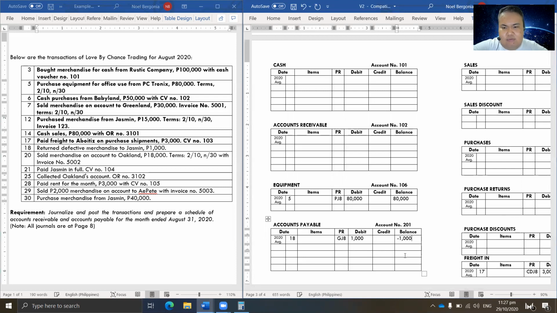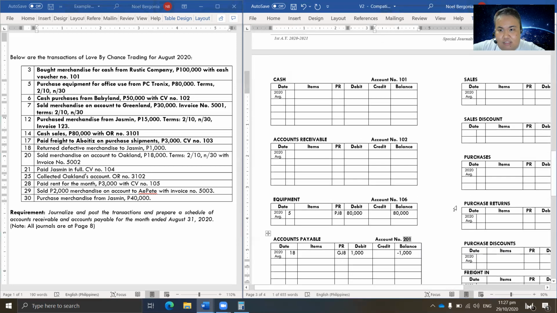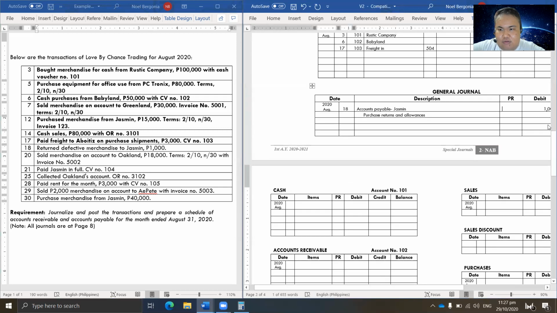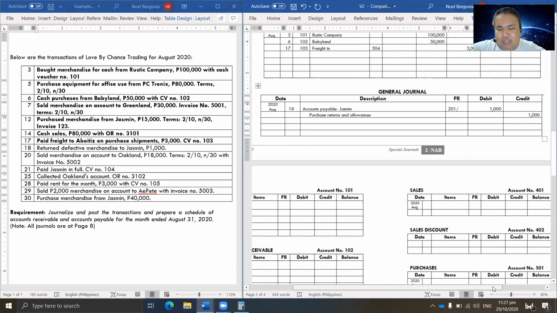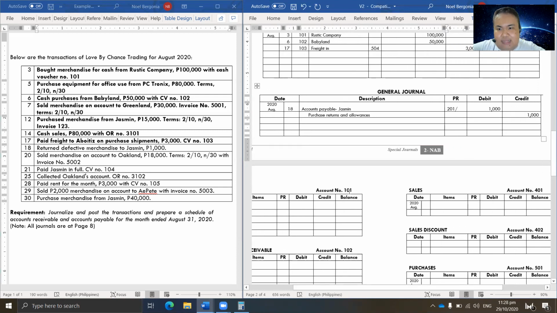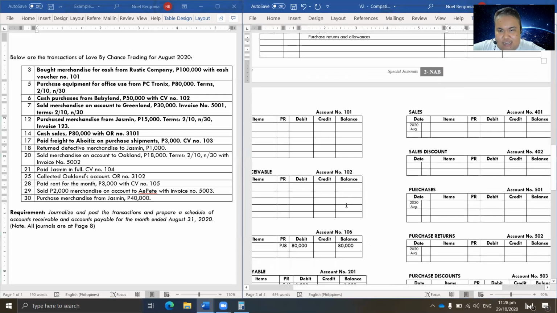Sir, bakit nag-negative? Mamaya, no? Kasi hindi pa naman na-post lahat. Okay, so negative 1,000 muna tayo. Okay? Since nasa debit. Ang normal balance kasi na ating accounts payable is credit. So, what's the account number? 201. Okay? So, balik tayo dito. So, posting reference 201. And since naapektuhan si Jasmine, di ba? Bawas utang yan kay Jasmine. So we need also to update our subsidiary ledger for Jasmine. So puntahan natin si Jasmine.